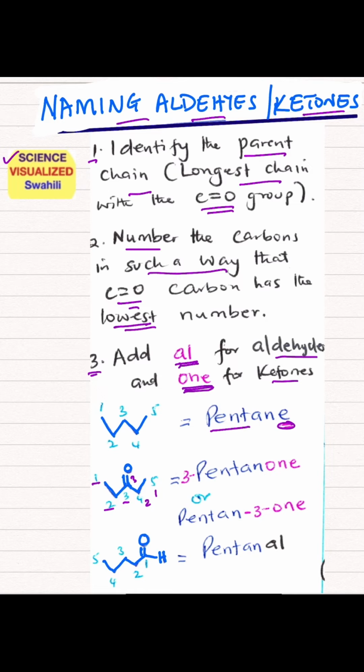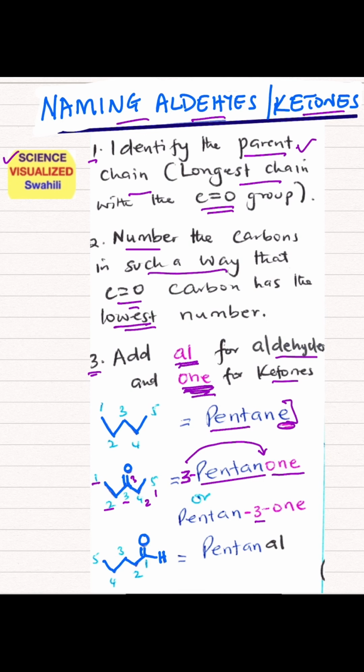So you indicate the position of the carbonyl carbon. So 3, and then it has 5 carbons. Remember, the longest chain becomes the parent, so that's pentane. You drop the last e and replace that with one because it's a ketone, pentanone. So it becomes 3-pentanone. Or you can move that number 3 to between n and one, so it becomes pentan-3-one.